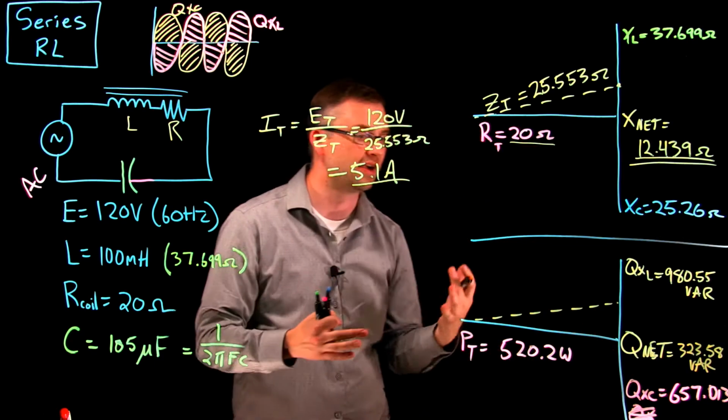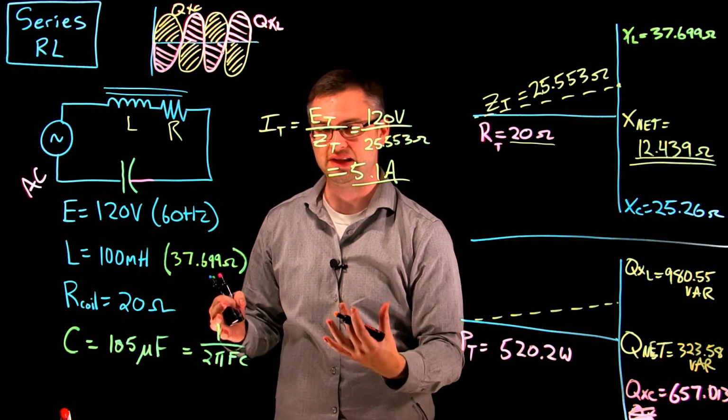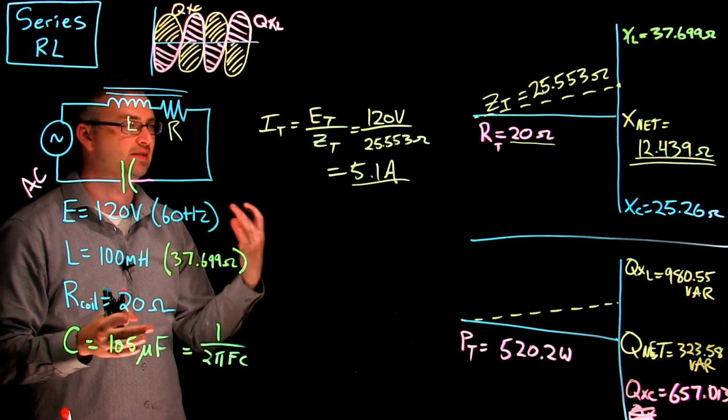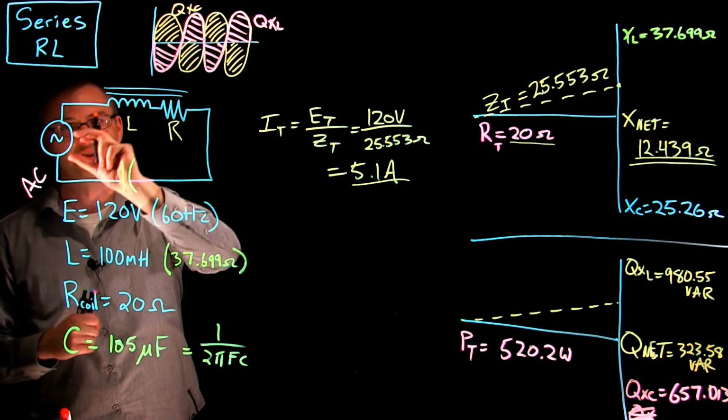So we have an overall change in every kind of component in this circuit after we added the capacitor, because impedance changed and the current changed, and basically everything in the circuit changed other than the core values of L and R and the voltage.